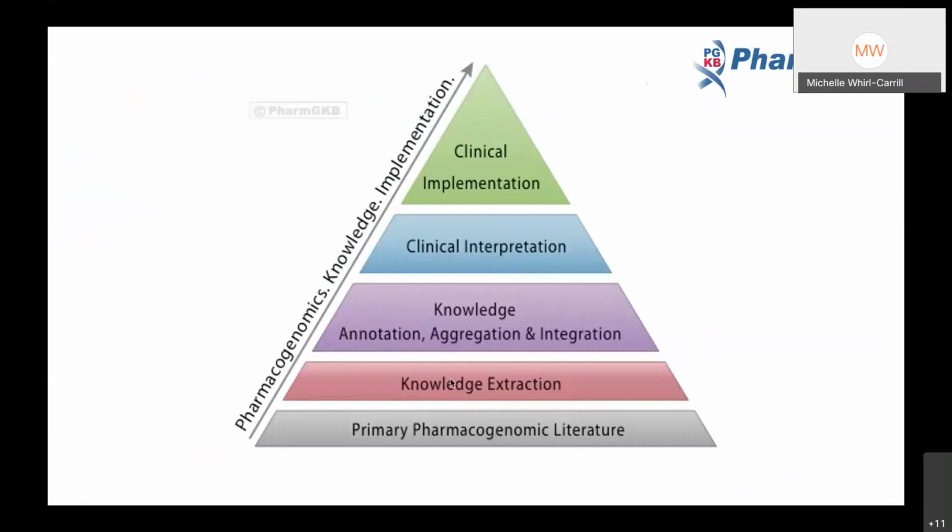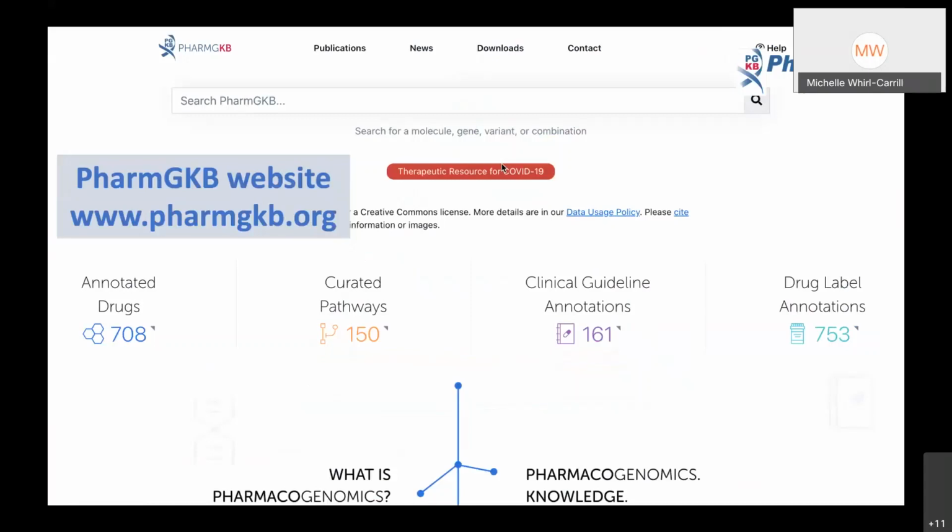So PharmGKB thinks of their mission as this triangle. We start with primary information like peer-reviewed publications and drug labels, things that just exist out there. We take those resources, extract the PGx information from them, aggregate it together, and our goal is to go towards clinical interpretation and clinical implementation. So I'm going to show you how we do that at PharmGKB. This is a screenshot of the homepage of the PharmGKB website.